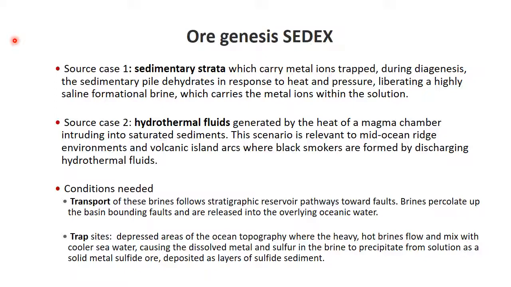So you also notice, and this is important when we start thinking about susceptibility or potential mapping in this particular case, that we need two things. One is transport of these brines, so we need the right stratigraphic pathways. So we need faults. And we also need trap sites. That means somewhere, for example on the ocean floor, there needs to be some kind of depression, such that we can get a deposition of those dissolved metals.